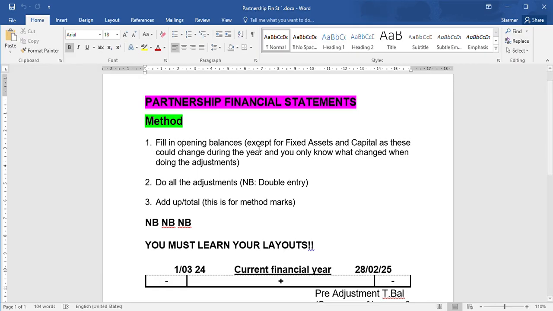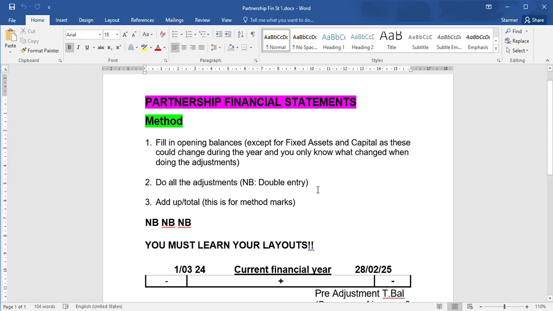The two exceptions to this are your fixed assets as well as your capital, and the reason for that is they could change during the year, and you will only know what has changed when you do the adjustments. So when you read the adjustments and they tell you, for example, equipment was purchased, they will tell you at that point whether that purchase has been recorded or not, and that will determine where you fill in the trial balance figure. Once you fill in all the opening balances, you need to do all the adjustments.